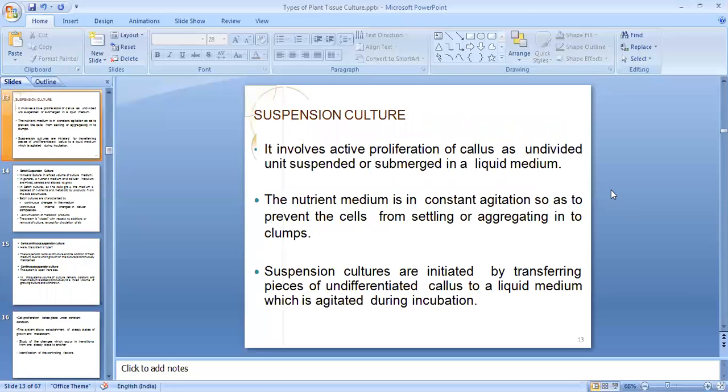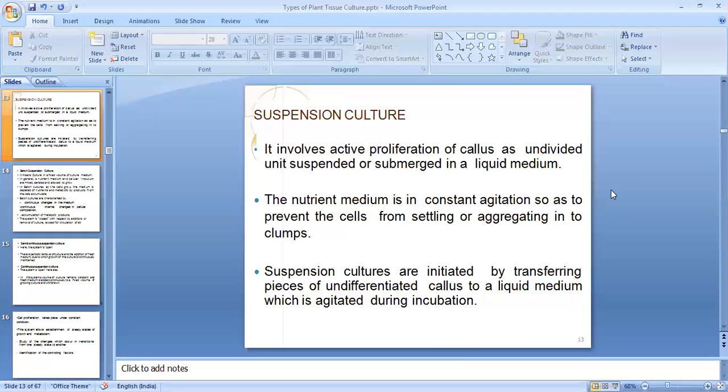And next one is the suspension culture. It is an example coming under the nutrient medium in the liquid condition. Suspension culture involves the active proliferation of callus as undivided units suspended or submerged in the liquid medium. The nutrient medium is in constant agitation so as to prevent the cells from settling or aggregating into clumps.